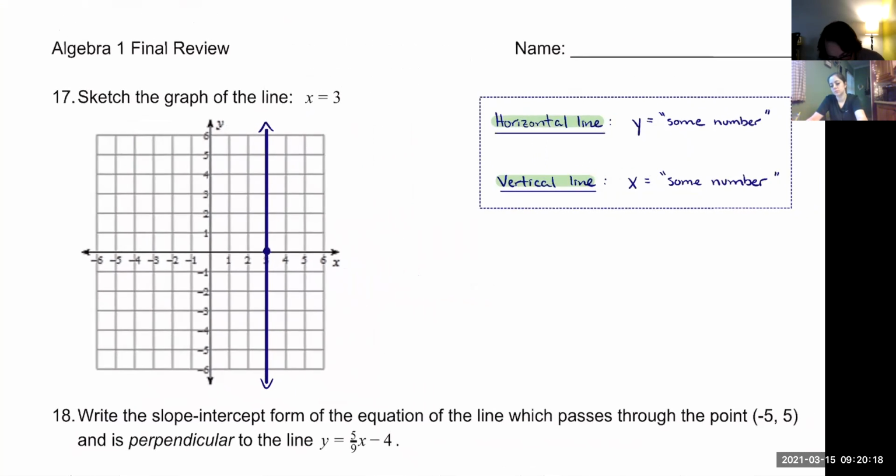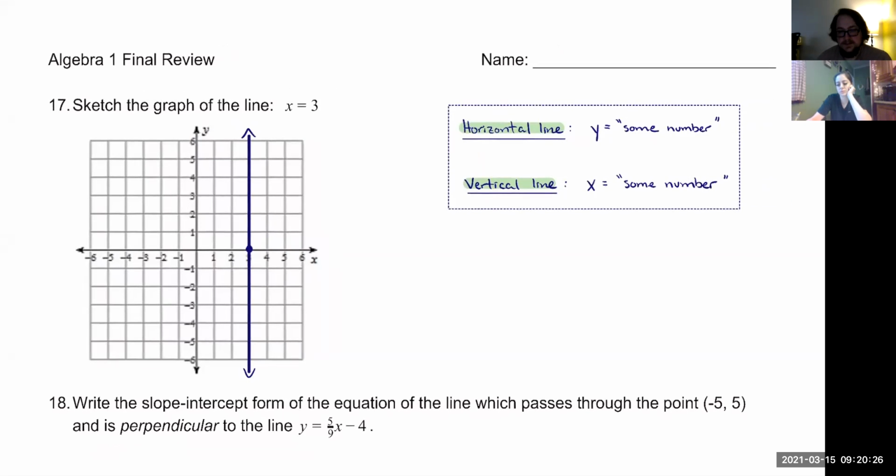So x equals 3 gives us the vertical line through the value of x at 3. So not a whole lot of work there other than just recognition.